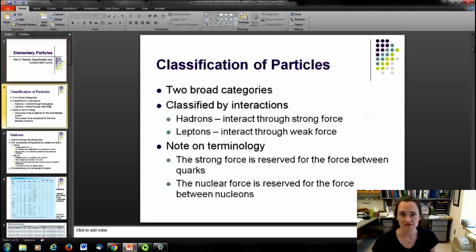So when you classify particles, there's two very broad categories, and they are classified by the type of interactions that they have with one another. The hadrons are a group of particles that interact through the strong force. That means basically that they're composed of quarks. All right? Leptons interact through the weak force. Leptons are not composed of quarks. Remember, leptons are fundamental particles in and of themselves, as we'll talk more about today.